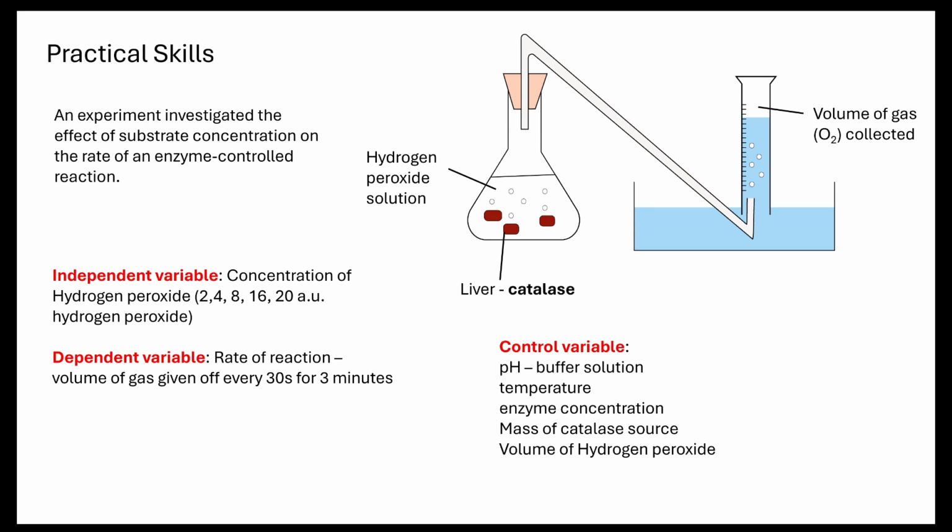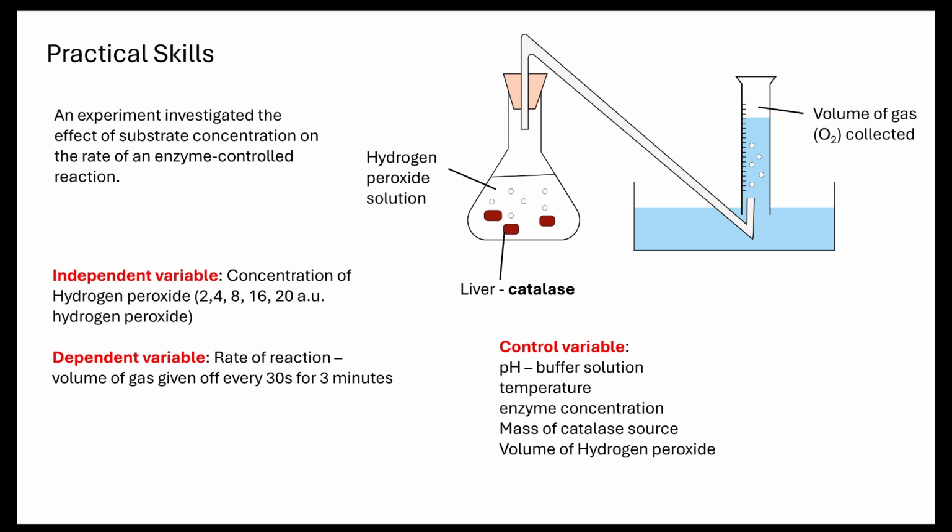So the control variables are every other variable that you must keep the same so that you can ensure that the investigation isn't affected by any of these other factors. So as we discussed, temperature and pH will affect the rate of the reaction. So therefore, we want to control the pH using a buffer solution. We want to control the temperature. We would use a water bath.